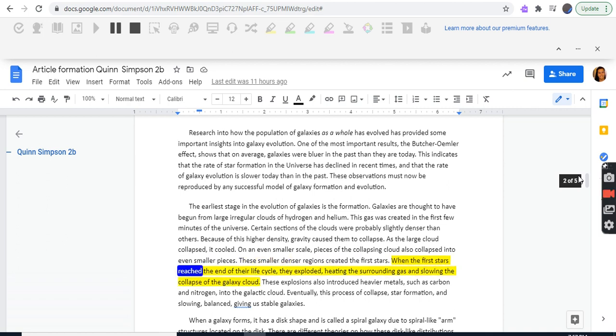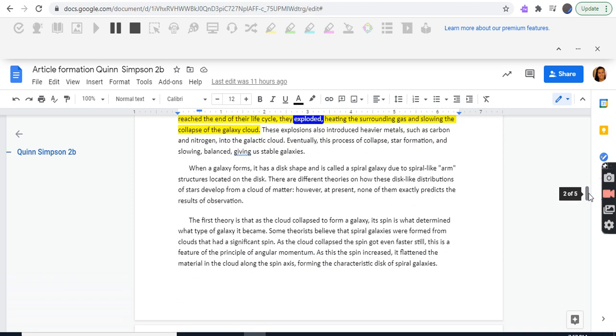When the first stars reached the end of their life cycle, they exploded, heating the surrounding gas and slowing the collapse of the galaxy cloud. These explosions also introduced heavier elements, such as carbon and nitrogen, into the galactic cloud. Eventually, this process of collapse, star formation, and slowing balanced, giving us stable galaxies. When a galaxy forms, it has a disk shape and is called a spiral galaxy due to spiral-like arm structures located on the disk. There are different theories on how these disk-like distributions of stars develop from a cloud of matter. However, at present, none of them exactly predicts the results of observation.